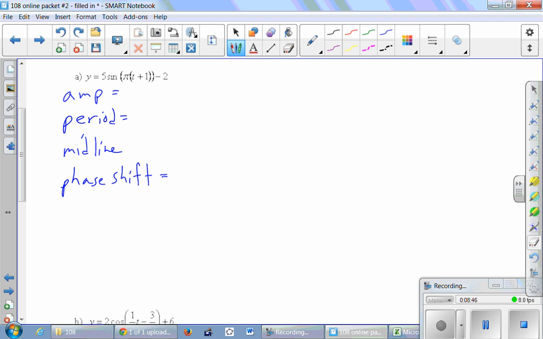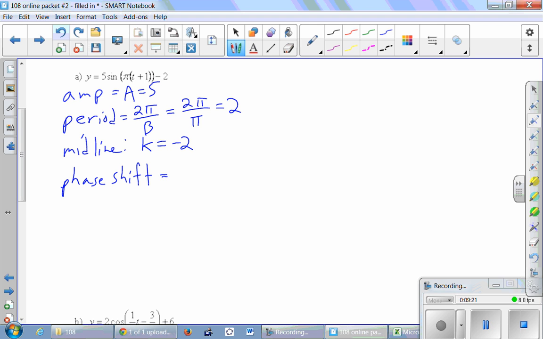Okay, so the amplitude is the number in front of the sine function. It's just straight 5. We'll start using the same letters we've been using. The amplitude we called a, and that's 5. The period is 2 pi over b, where b is the number touching the t. So 2 pi divided by pi. The period here is 2. The midline is just the k value, and the k in this case is -2. It's that downward shift of 2.